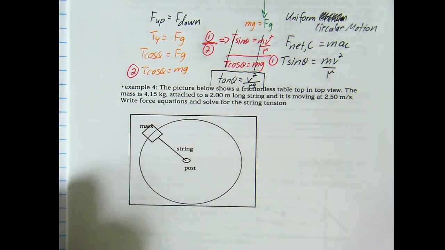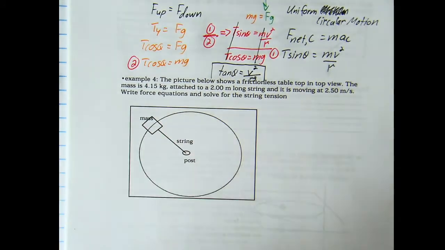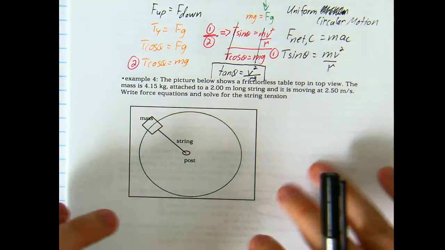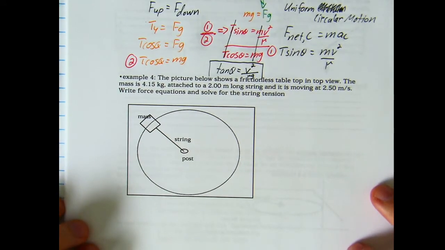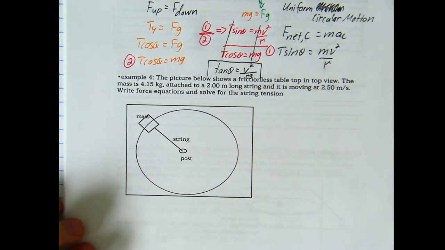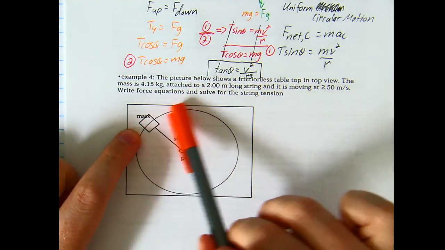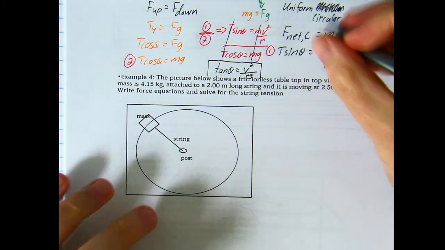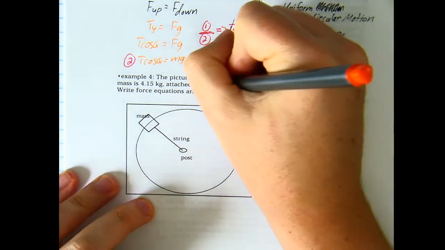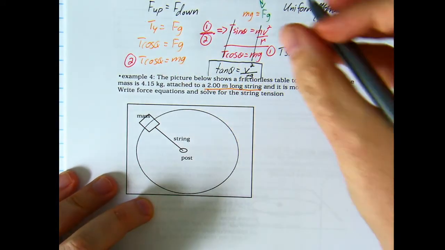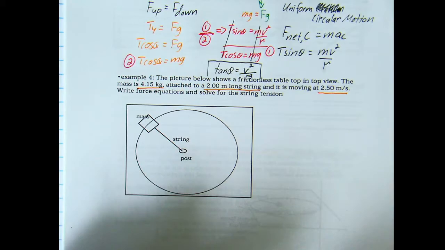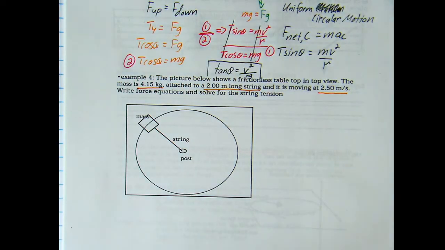Let's do two more examples. The picture below shows a frictionless tabletop. So we're looking down at a tabletop, much like my document camera is right now. We've got a mass attached to a string, and this mass is moving in a circle at 2.5 meters per second. We know the string is 2 meters long, and we know the mass of the object is 4.15 kilograms. So now we're actually going to go through and solve some stuff.